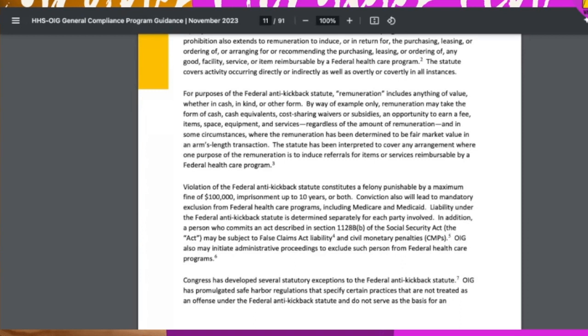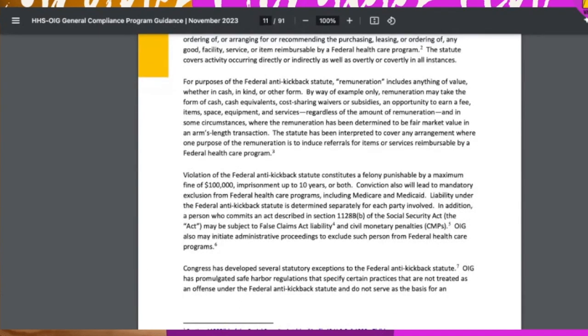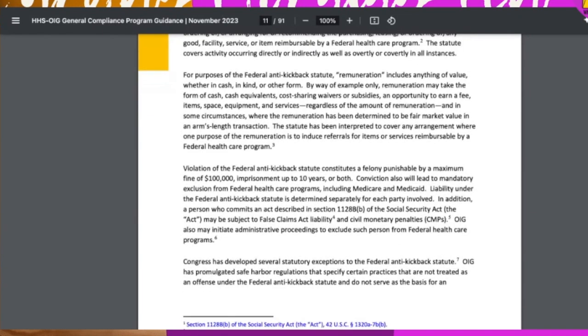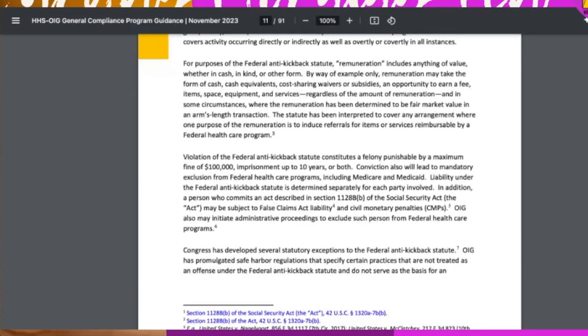Liability under the federal anti-kickback statute is determined separately for each party involved. And in addition, they may be subject to False Claims Act liability and civil monetary penalties. So you see how you add on top of, it's like you build the foundation, you find out something wrong, well, woo, you done violated this too. So now you're subject to the penalties of those. Oh, wait, you done violated this too. And now you're subject to the penalties of those. So yeah, where you may think one thing, no, it's something else.